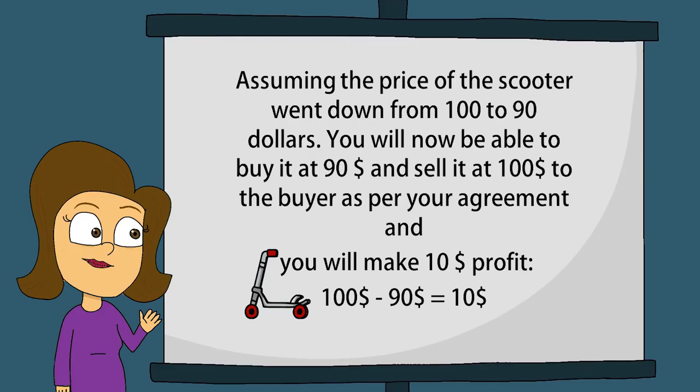Assuming the price of the scooter went down from $100 to $90, you will now be able to buy it at $90 and sell it at $100 to the buyer as per your agreement, and you will make $10 profit. 100 minus 90 equals 10.